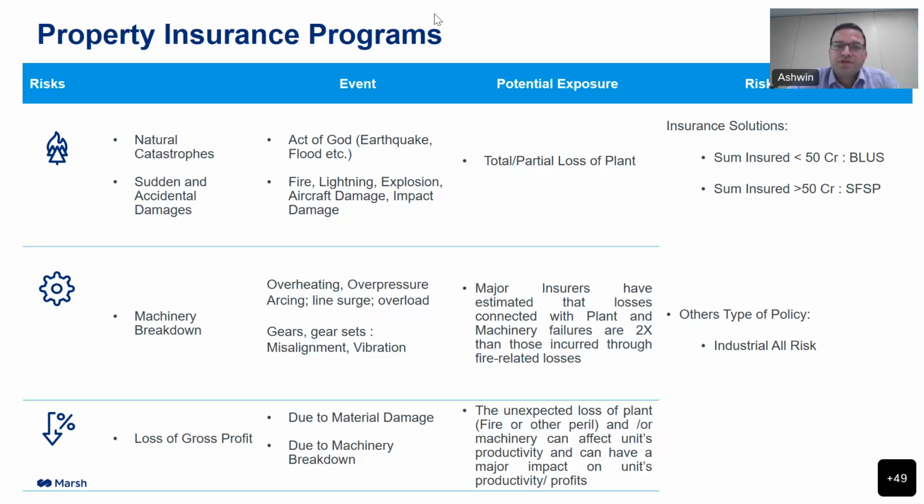And there are specific property insurance policies, like the property all risk policy for entities which are less than 50 crore. The insurance authority has come out with the BLUS product, which is the Bharat Laghu Udyam Suraksha product, which could be purchased by entities whose turnover is more than 5 crore and less than 50 crore. And then the last one is loss of gross profit, which is also a part of the property insurance policy, wherein business interruption losses could be insured on account of fire, the property getting damaged, or even the warehouse catching fire, wherein the client loses the stocks.